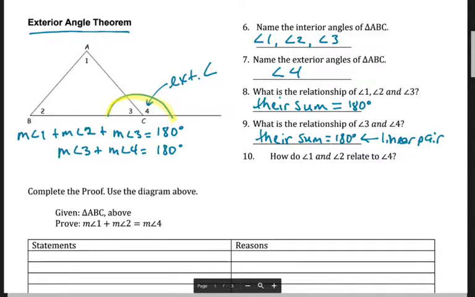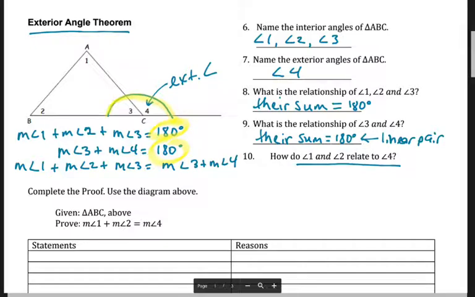It wants us to know how angle 1 and 2 relate to angle 4. So I'm going to use the transitive property. I know that both of these equal 180. That tells me that I can use the transitive property to show that the measure of angle 1 plus the measure of angle 2 plus the measure of angle 3 equals the measure of angle 3 plus the measure of angle 4. And then if you use the subtraction property, you can subtract out angle 3 from both of those sides, and you will get that the measure of angle 1 plus the measure of angle 2 equals the measure of angle 4. So that's how the measure of angle 1 and 2 relate to 4.